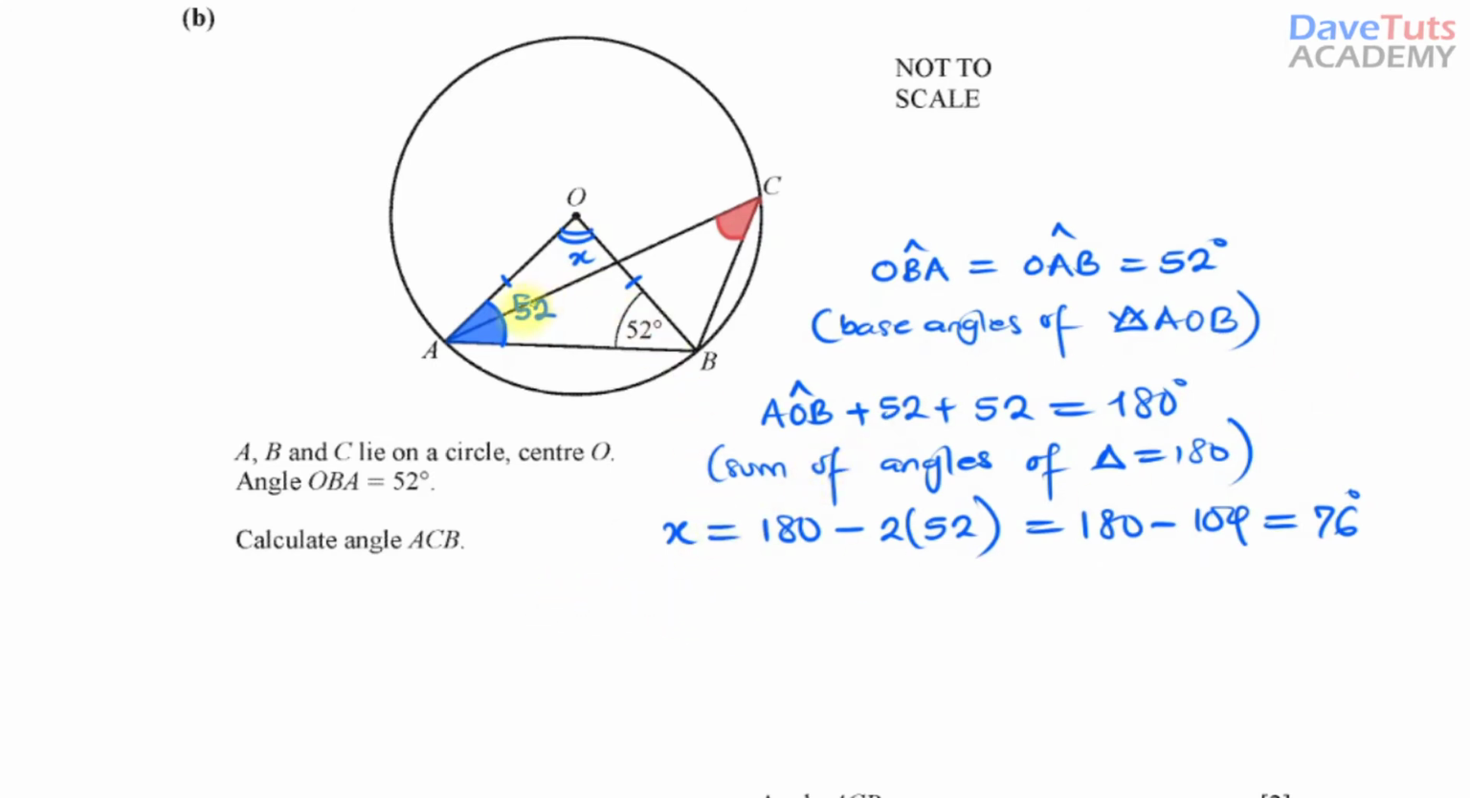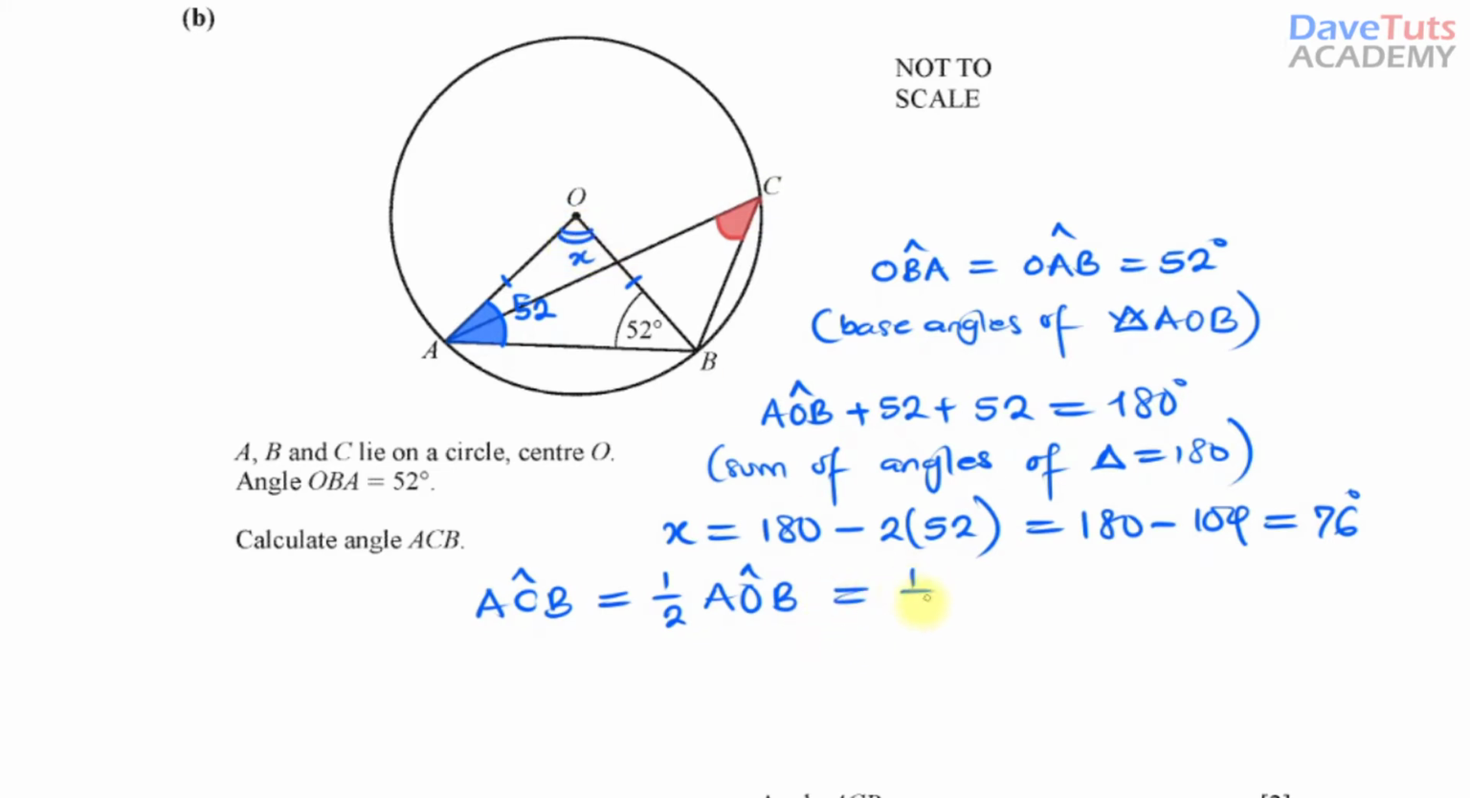But then finally we can see that ACB is the angle at the circumference, and AOB is the angle at the center of the circle. They are both subtended by this chord AB. And then from the rule of the circle theorems, we can see that angle ACB, which we are looking for, is going to be half of angle AOB, because it is the angle subtended at the circumference as compared to the angle subtended at the center of the circle.